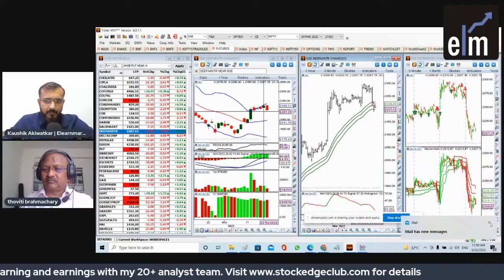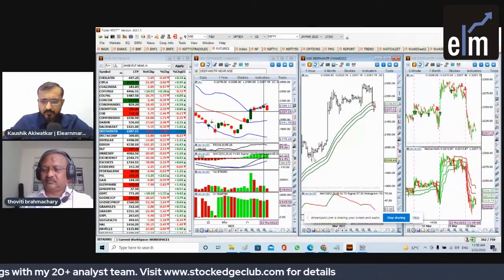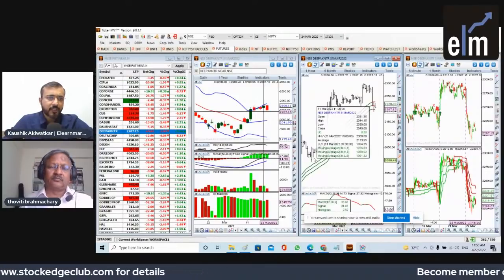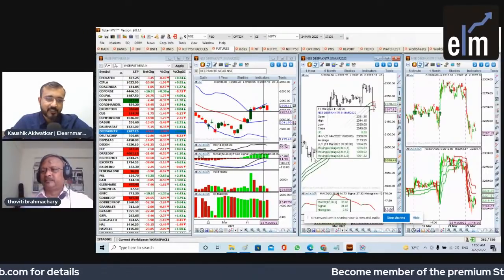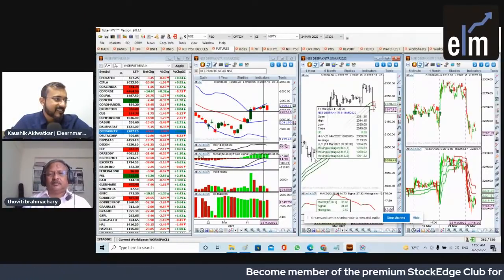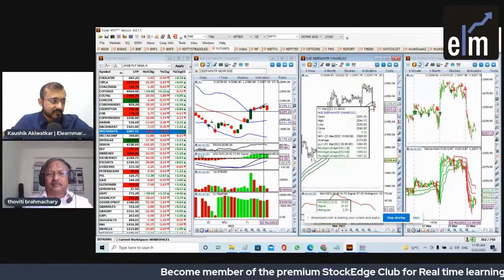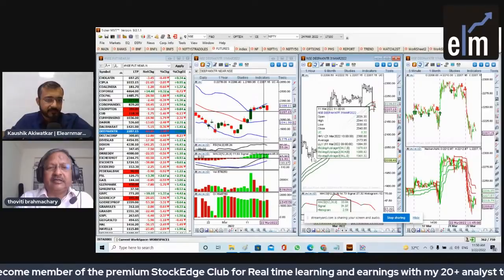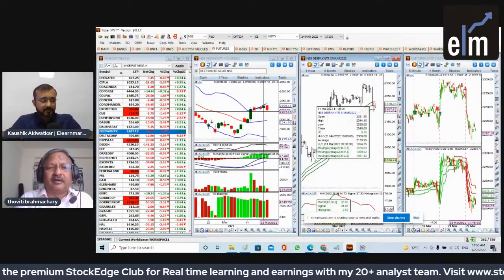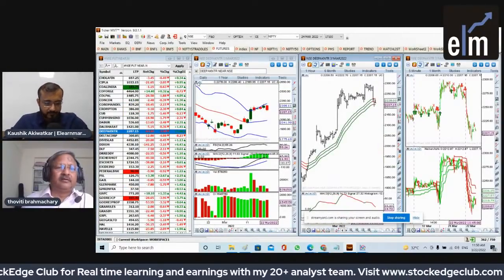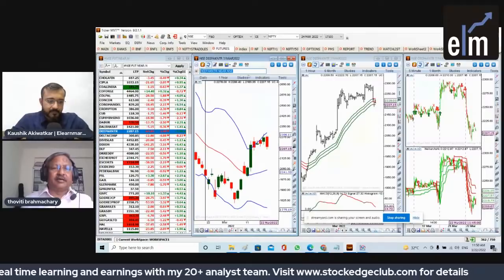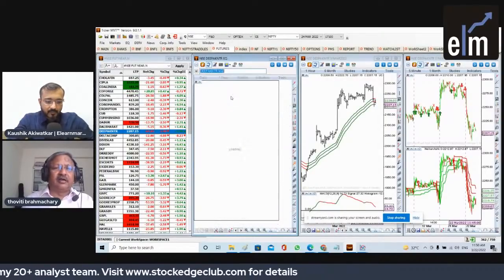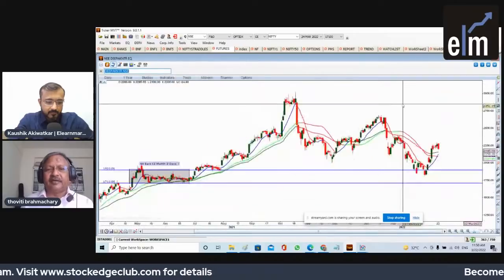Right. So there's one question: what are the main components to focus on before entering a trade? What should we consider? Suppose you take the same chart, Deepak Nitrite. First thing, long-term trend. What is the long-term trend? We'll go to the cash, because cash is the actual original price. All of them are derivative from there.